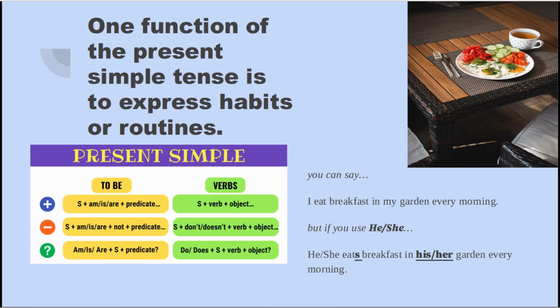One function of the present simple tense is to express habits or routines. You can say, I eat breakfast in my garden every morning. But if you use he or she instead of I, it becomes, he eats breakfast in his garden every morning. Notice the verb has an S on the end.